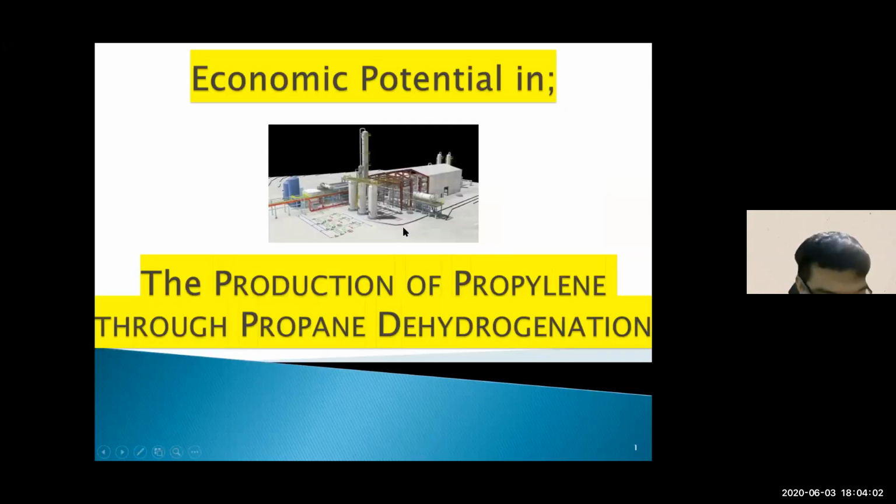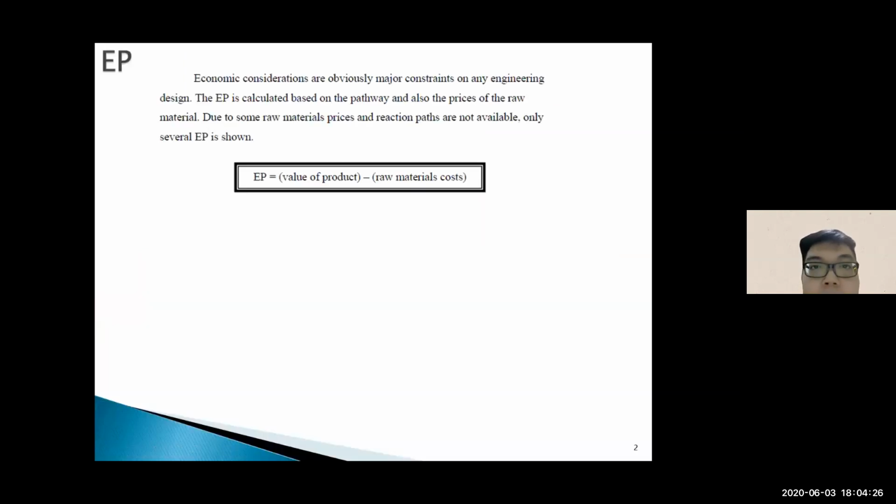All right, good evening, everyone. My name is Ricky. As Dr. Rashmi has mentioned, I will be helping you on how to do the EP, or economic potential, analysis in your capstone project. For the lesson here, the example that I'm going to take is the production of propylene through the propane dehydrogenation process. Basically, EP is just how much money you can produce from your process plant, as in how much product you produce minus the raw material cost that you have.